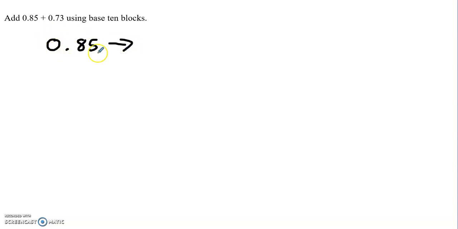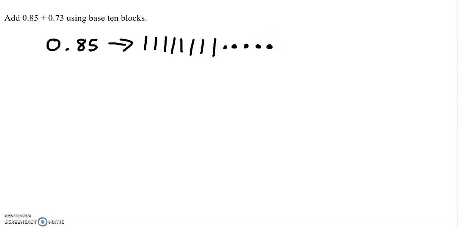Well, I have 0 ones, so I don't need any flats. I have 8 tenths, so I'm going to need 8 longs. 1, 2, 3, 4, 5, 6, 7, 8. I double count. 1, 2, 3, 4, 5, 6, 7, 8. Then I look here and I have 5 hundredths. Remember, hundredths are the singles. So I'm going to draw 5 of them out. 1, 2, 3, 4, 5.